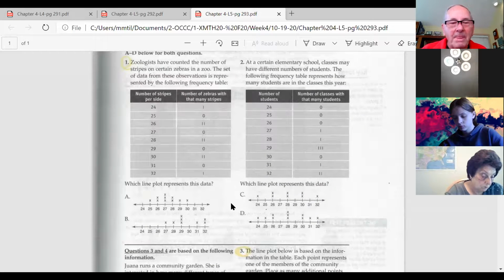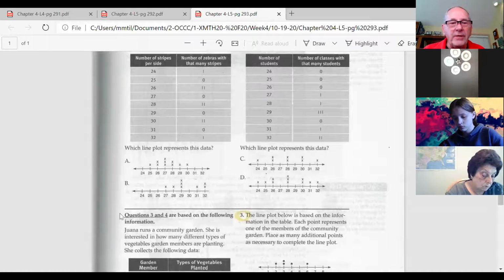Well, I would have used them all if they hadn't put them underneath each. Yeah, I know, you're right. The data isn't displayed very well. C or D should be over here.